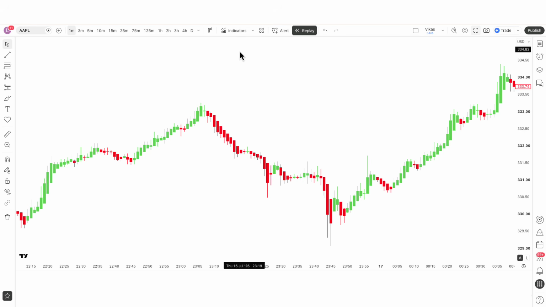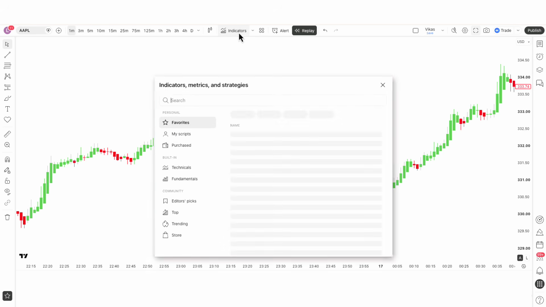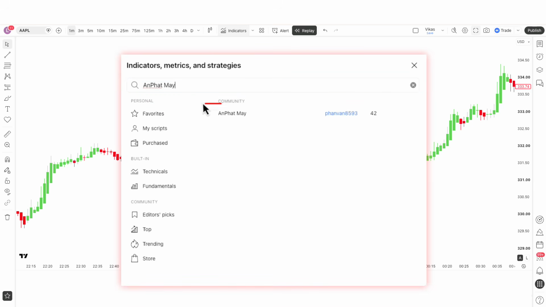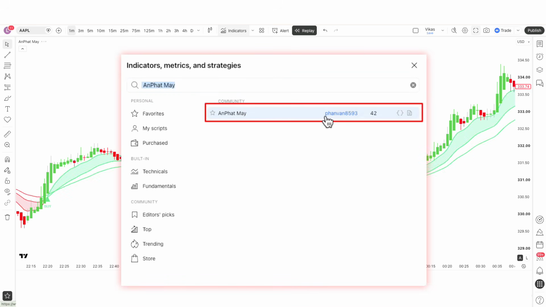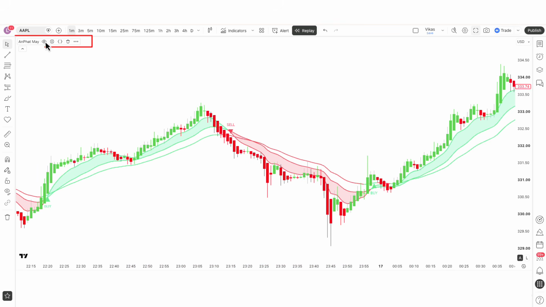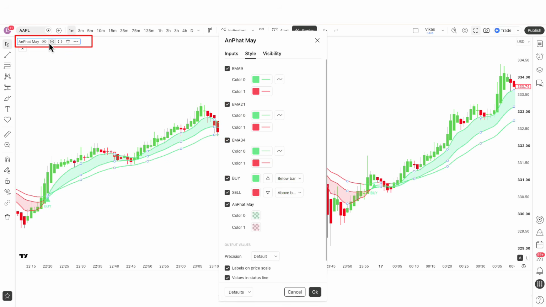Next, you'll want to find those magic indicators. Head over to the Indicators tab and search for the ANFAT MAR. Select the indicator made by Fanvan8593 and add it to the chart. Now the indicator settings change for perfect signals. First, if there are any options you wish to hide, do so to keep the chart clean and easy to read.